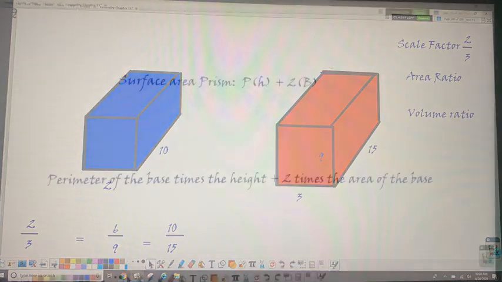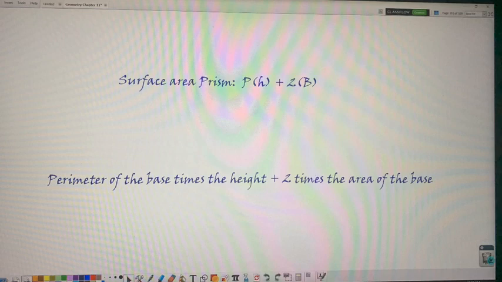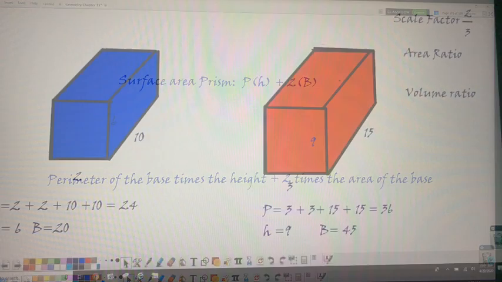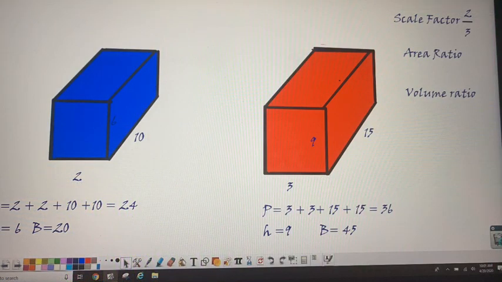Now in order to compare the area, I need to find the surface area of each prism. That is the perimeter of the base times the height plus 2 times the area of the base. Now, for the blue, the perimeter of the base is 24, the height is 6, the area of the base is 20. For the red, the perimeter of the base is 36, the height is 9, and the area of the base is 45. I always want to identify those before I start plugging them into my formulas.